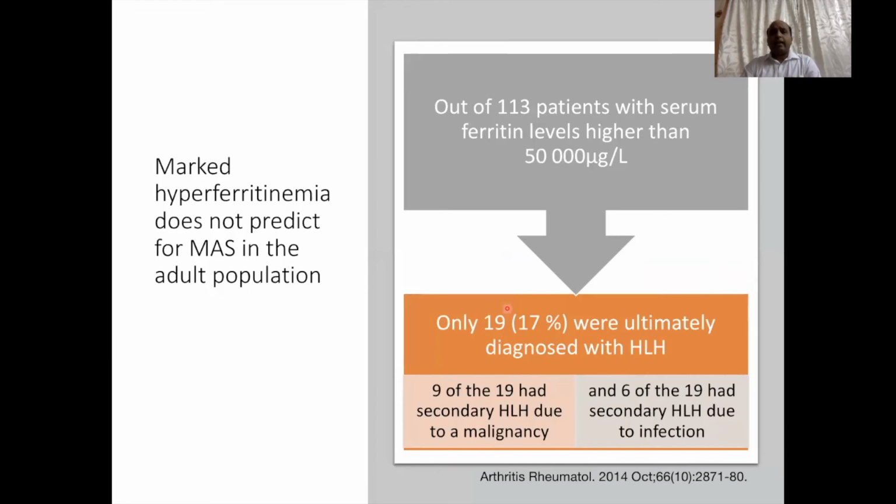Apart from that, marked hyperferritinemia does not predict hemophagocytosis in the adult population. In one study in 2014, out of 113 patients with ferritin levels higher than 50,000, only 17% were ultimately diagnosed with HLH. So hyperferritinemia does not always mean the patient has HLH. The clinical picture is much more important than the laboratory picture.